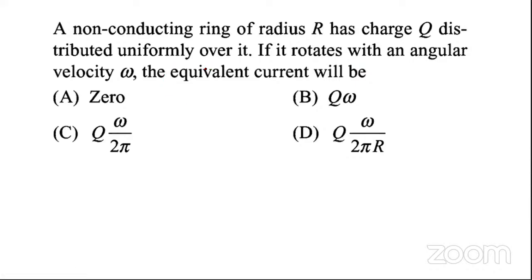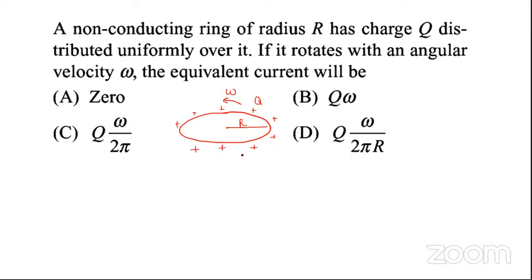A non-conducting ring of radius r. See, there is a ring with radius r. It has charge q distributed uniformly over it. Suppose there is a positive charge all over it, and this total charge is q. If it rotates with an angular velocity omega, the equivalent current will be.